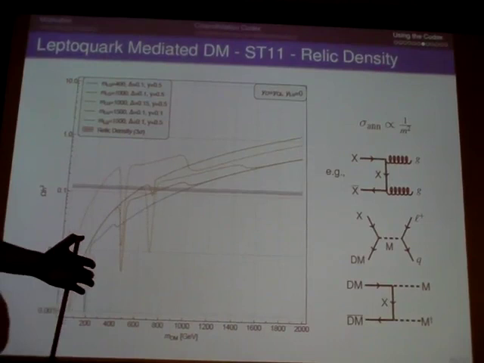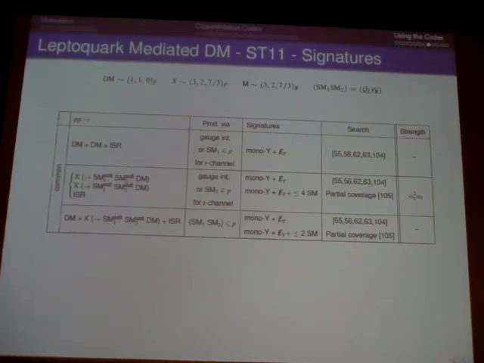We can get the correct relic density. So now let's go on and use our signature table to find out how we could hunt for this dark matter. Sorry, at the LHC.